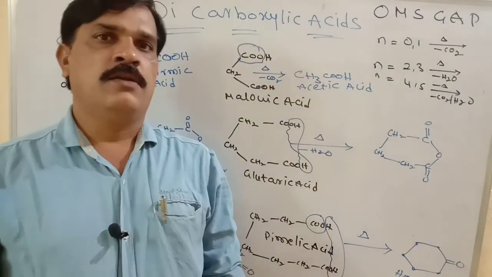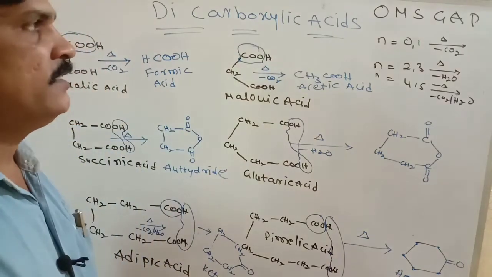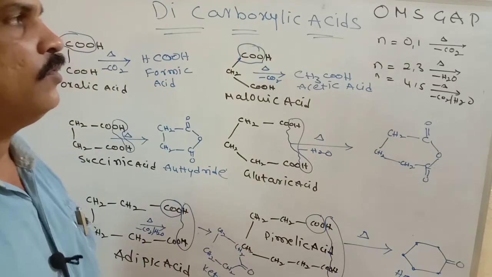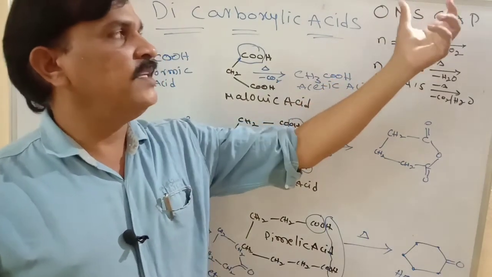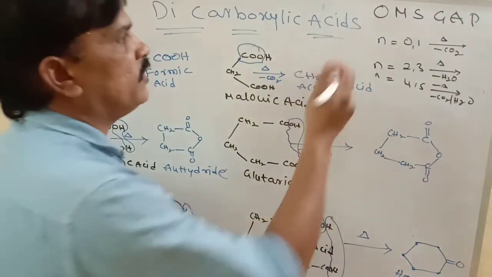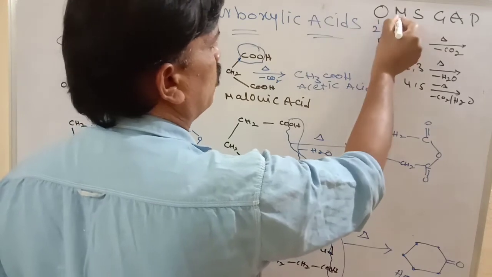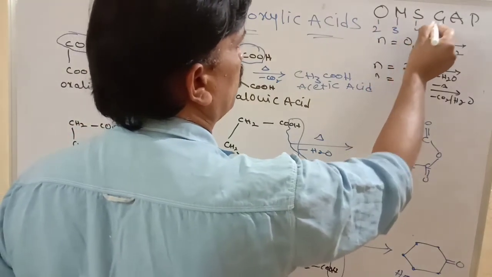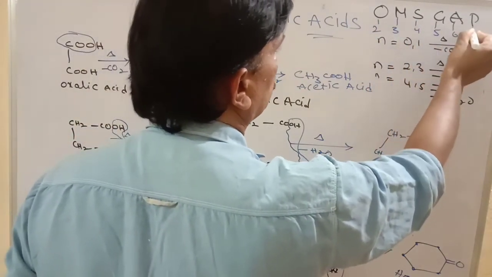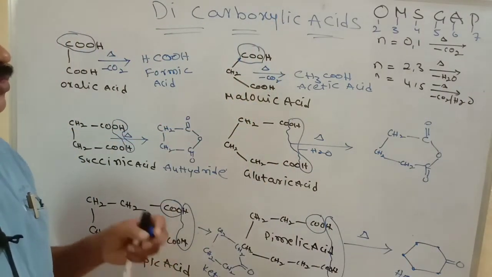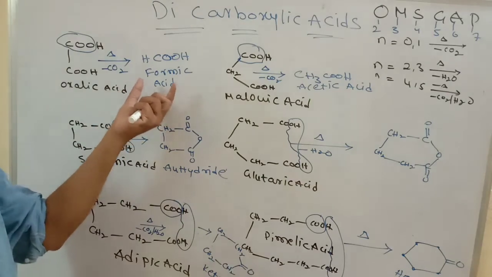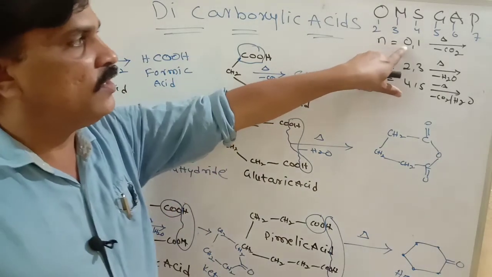These are all the dicarboxylic acids. Here is the trick to remember the dicarboxylic acids. The word is simple: Ohm's gap. Ohm's gap means oxalic acid having 2 carbons, here 3 carbons, here 4 carbons, here 5 carbons, here 6 carbons, here 7 carbons.